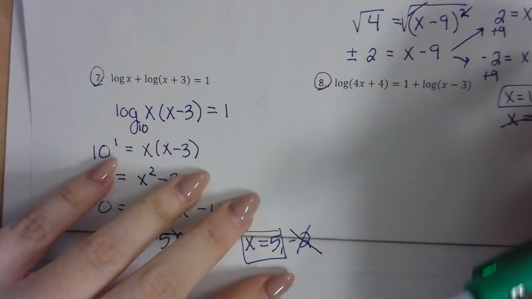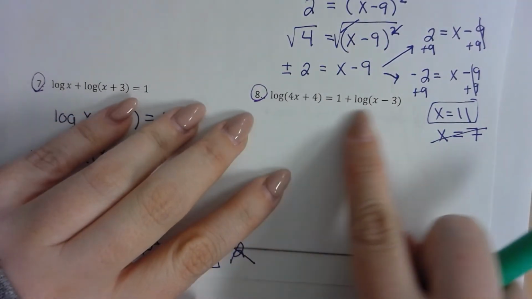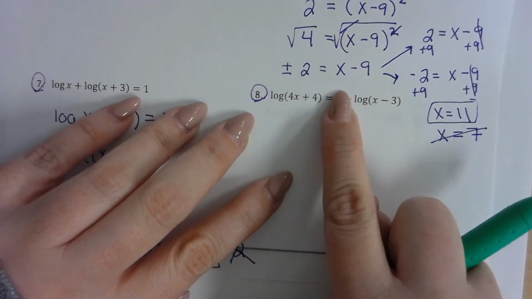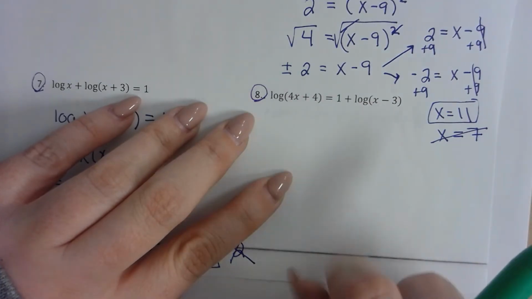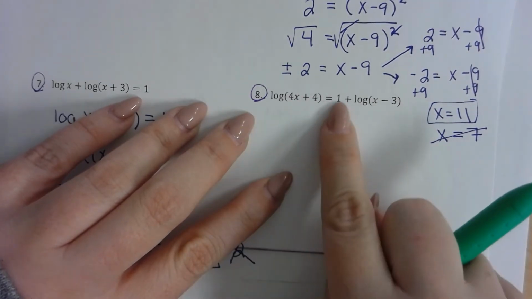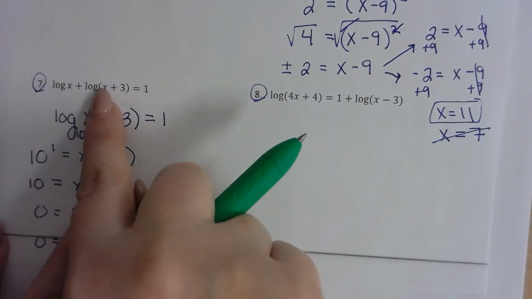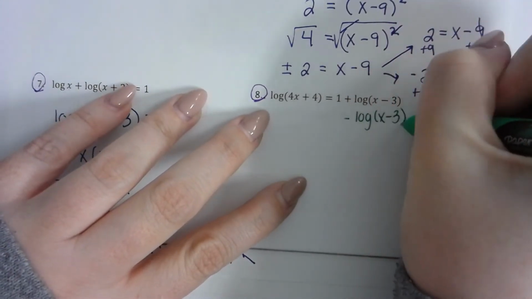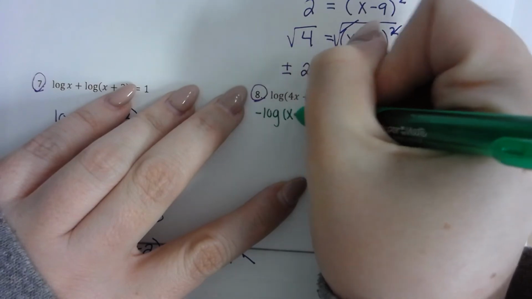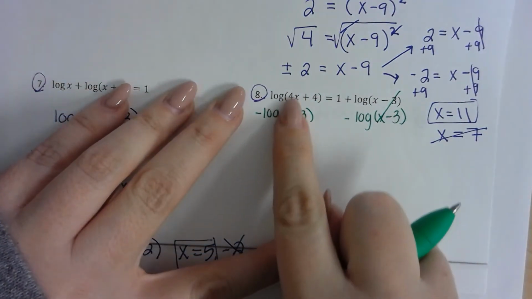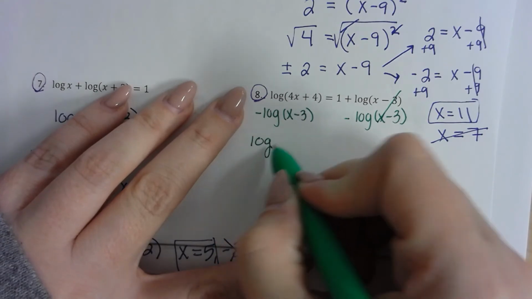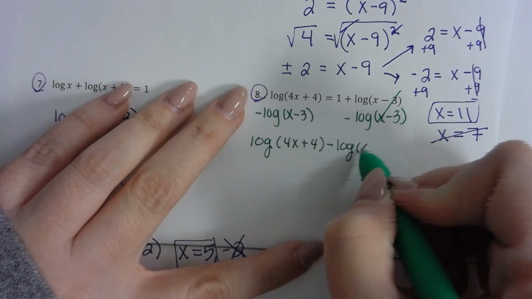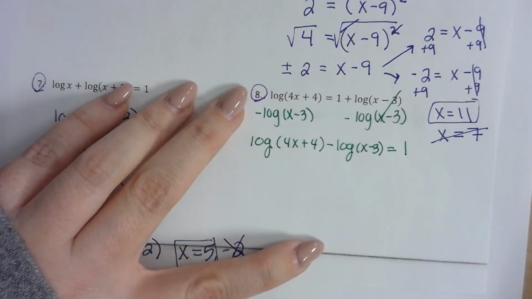Okay, let's look at number 8. So number 8, I have logs on each side, but I also have this 1. So I can't just ignore the 1 like we did in number 3 and just say log equals log. We still have that 1 there. So we needed to look something like this where both of the logs are on the same side. So our first step is we're going to subtract this log of x minus 3 to the other side. Now I'm not allowed to combine these, they're not like terms, so I just have to leave it as log 4x plus 4 minus log of x minus 3 equals 1.